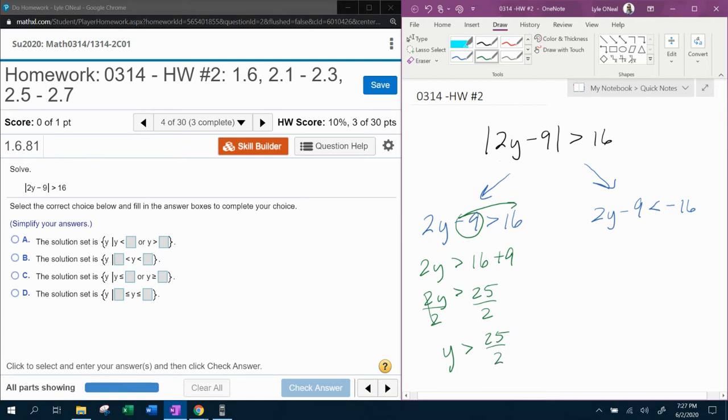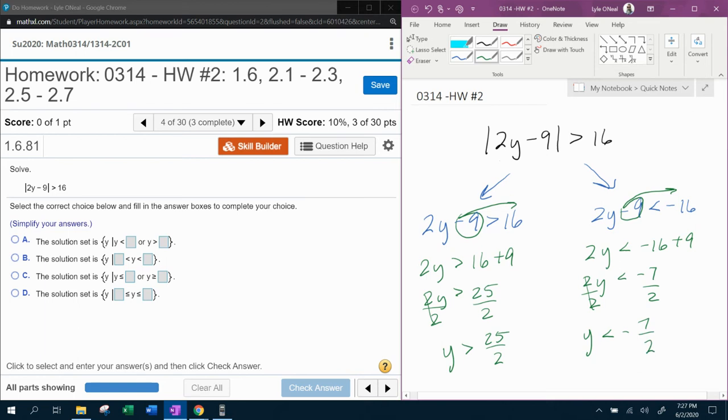Now, for the other part, we're going to bring the negative 9 over. That's going to give us 2y is less than negative 16 plus 9. Negative 16 plus 9 is negative 7. Divide both sides by 2. That's going to give us y is less than negative 7 halves.